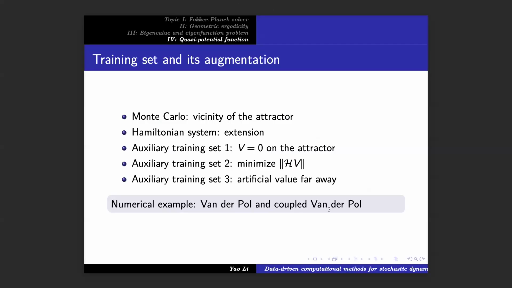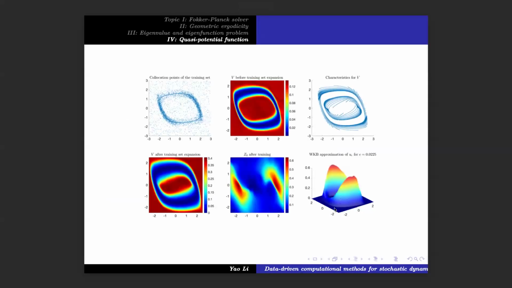Okay. So let's take a look at the Van der Pol and the coupled Van der Pol. For the coupled Van der Pol, I actually take a zero coupling. Why? Because with zero coupling, you are actually making things more difficult from a numerical aspect, because you have an invariant manifold, and also it's easier to check, because you know what the steady state is.